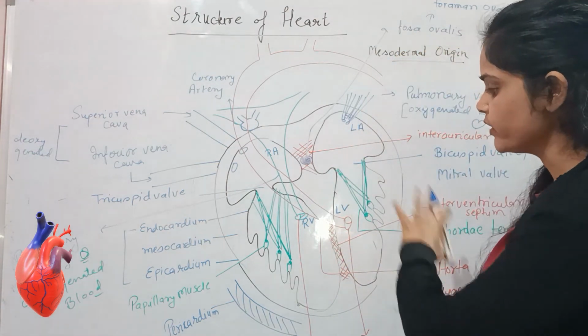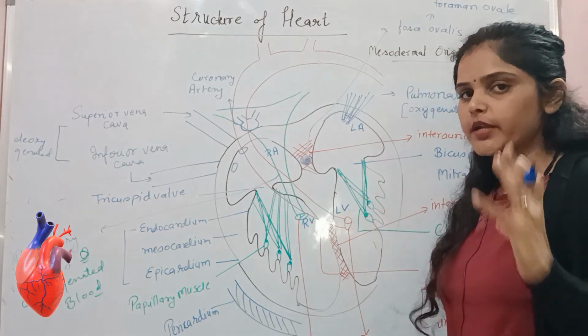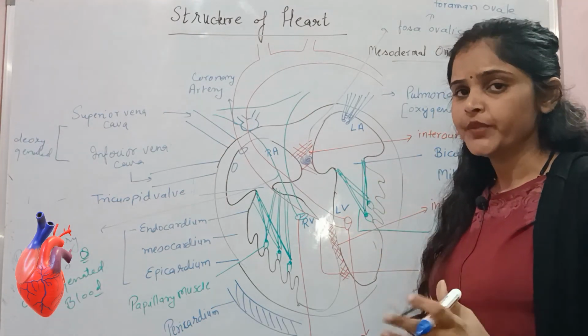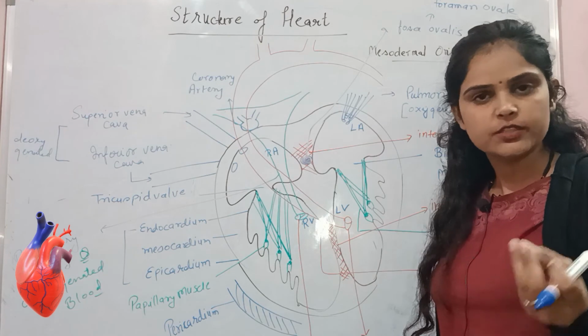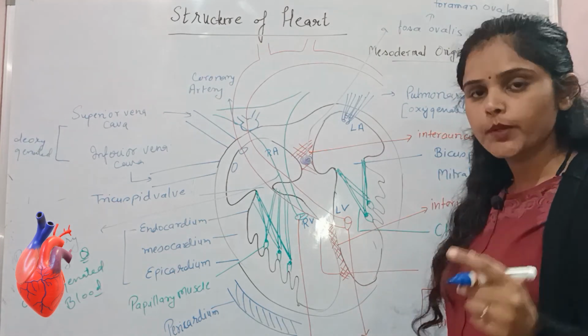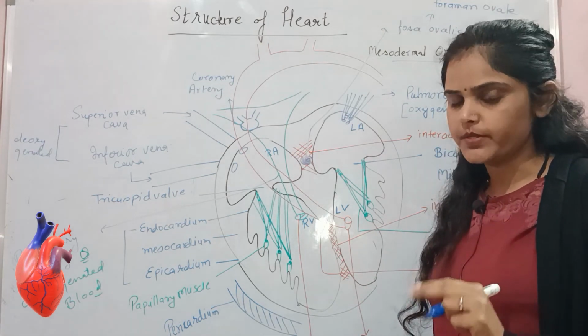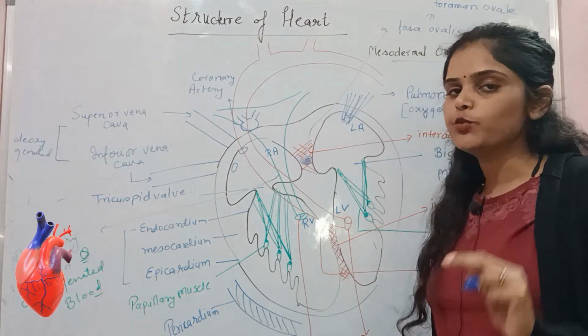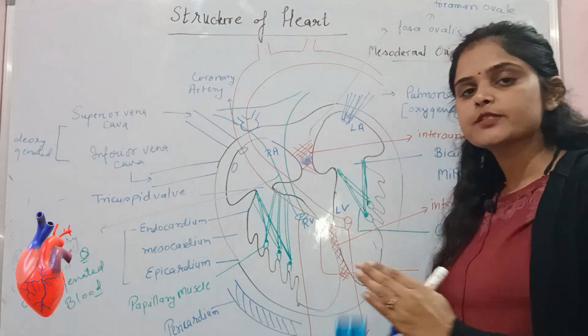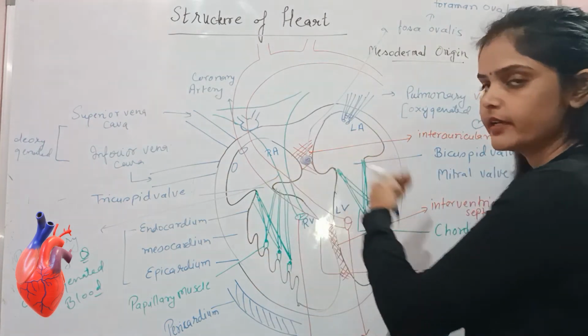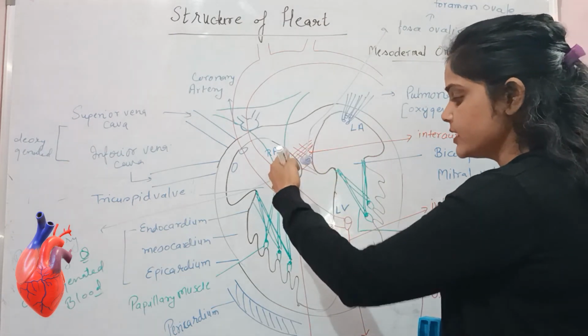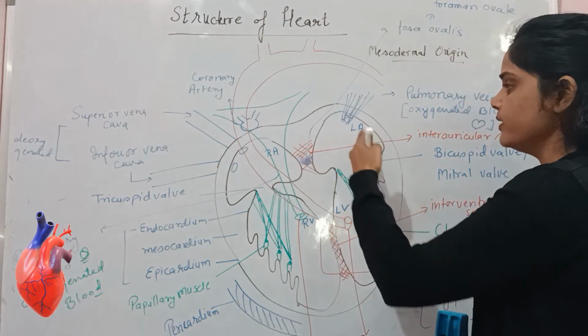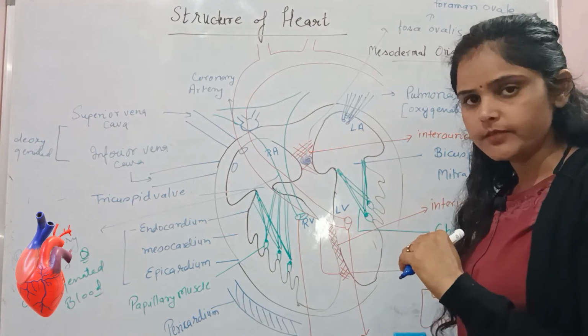So I think we have seen all the important structures of the human heart, okay. Let me summarize this all within 2 seconds. What we have seen is that the human heart has how many chambers? 4 chambers: 2 atria and 2 ventricles, and our human heart is divided into 2 parts, right side and left side. The right part has the right atrium and right ventricle, the left part has the left atrium and left ventricle, okay.